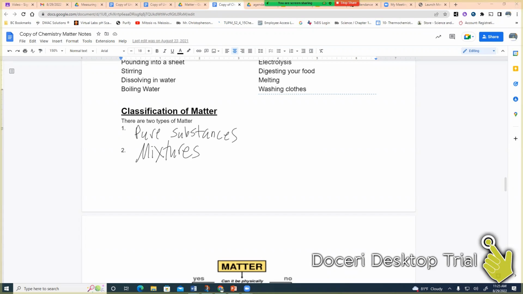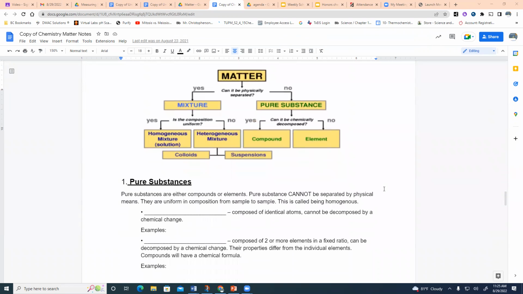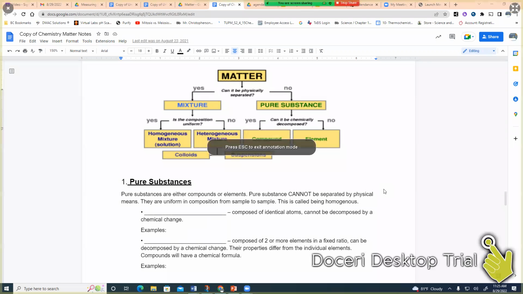So then we have our little flow chart next. And this just asks some questions and you answer them and it tells you which way to go on your flow chart. So first one, can it be physically separated? Physically separated is like just maybe being able to pick it apart. Maybe you could evaporate off the liquid and have the solid at the bottom. Filtering, those are physical means. If it cannot, then we move to the pure substance side.